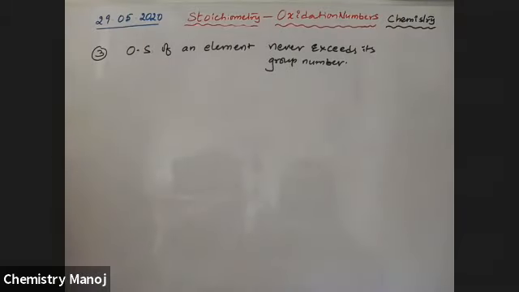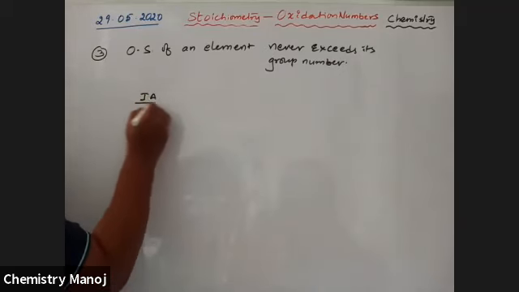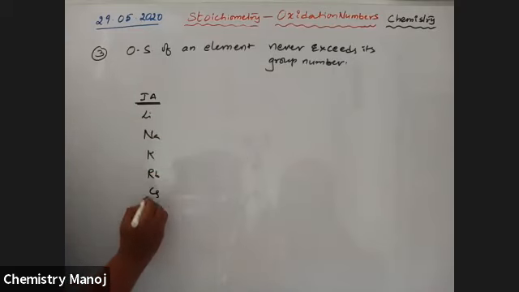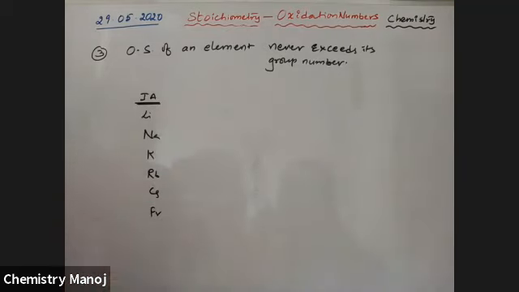For example, 1A group elements are there. What are those? Lithium, sodium, potassium, rubidium, cesium, francium. These are all 1A group elements, and their maximum oxidation state is equal to 1 because it is 1A.